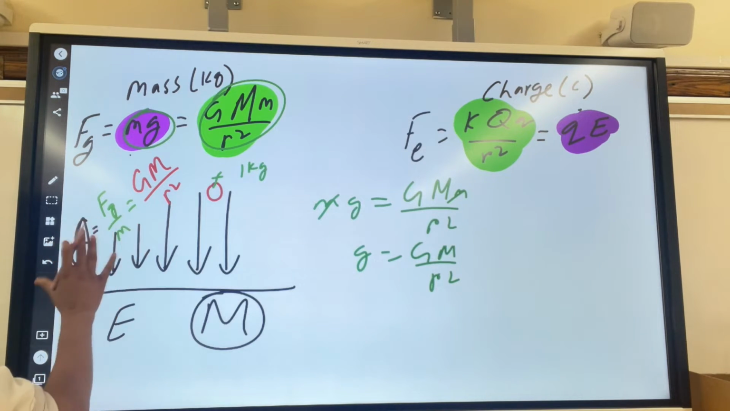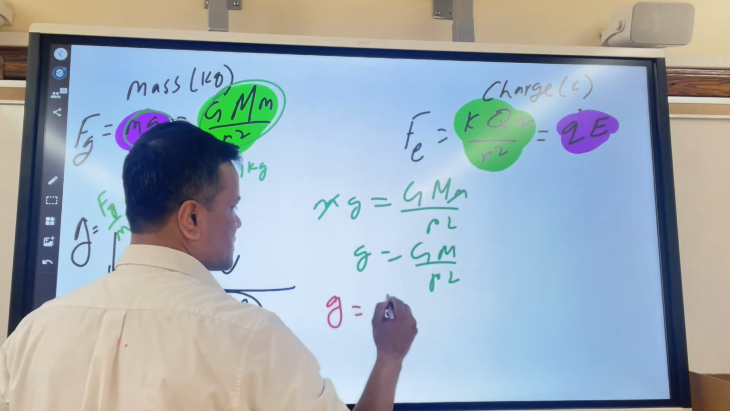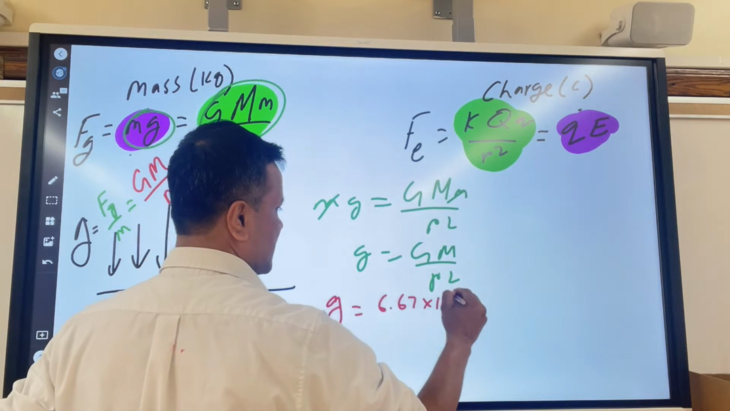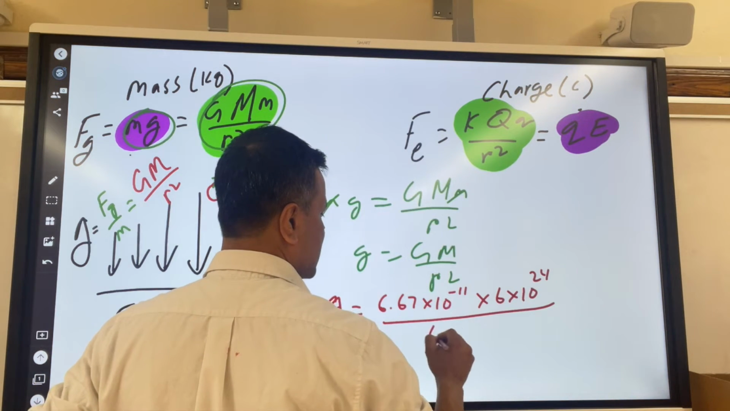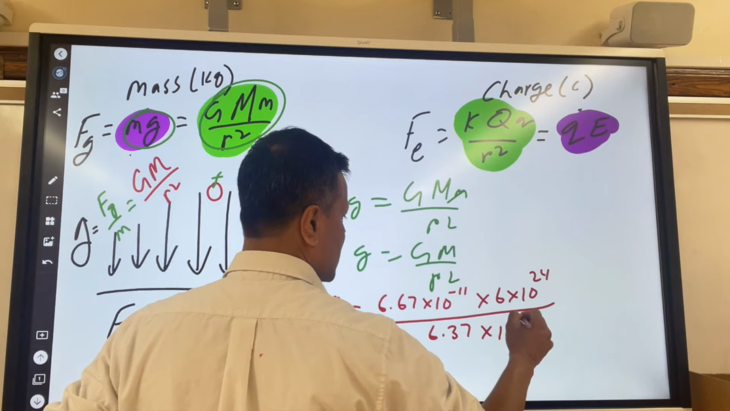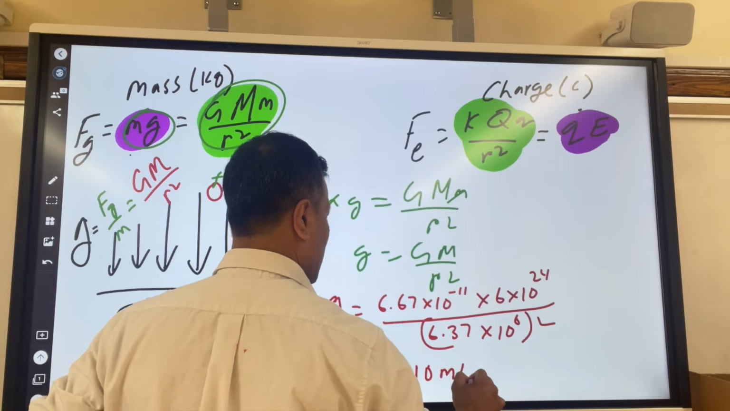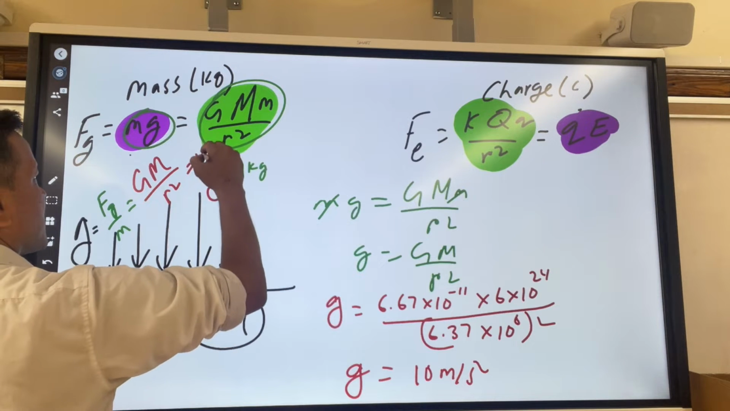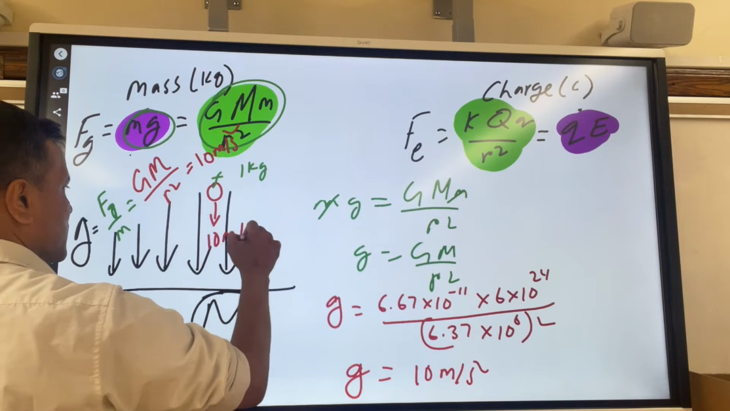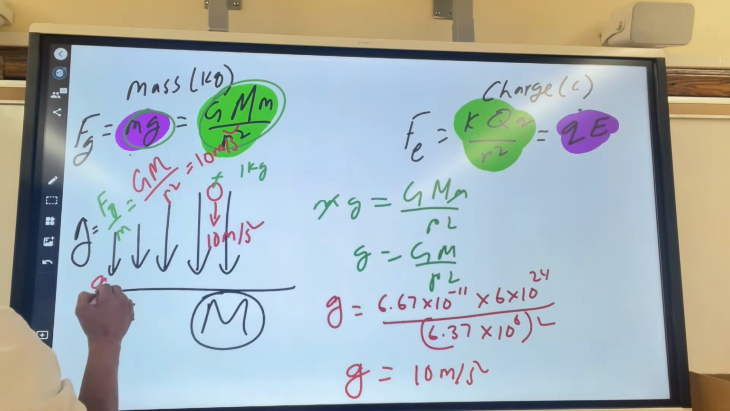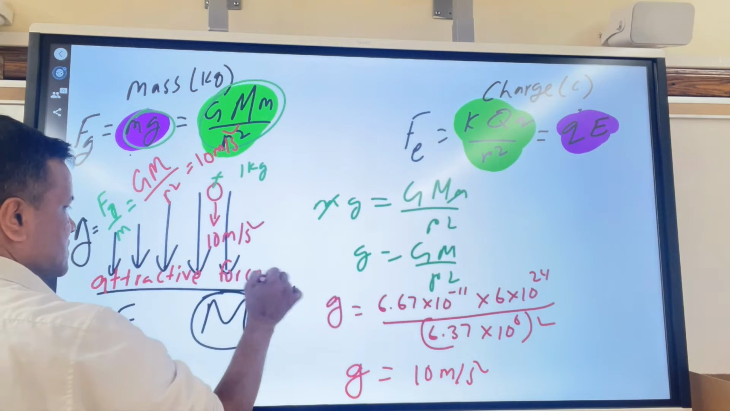Now we want to find the strength of the G field using this equation. So what would be the strength of the G field? G is 6.67 times 10 raised to negative 11, M is 6 times 10 raised to 24, and R is 6.37 times 10 raised to 6, squared. So g is 10 meters per second squared. So this G field is 10 meters per second squared. So the apple is accelerating at 10 meters per second squared, and this is the attractive force. Gravity is always an attractive force.